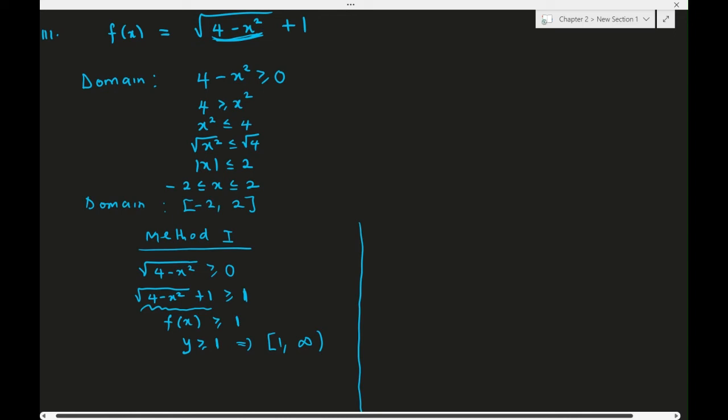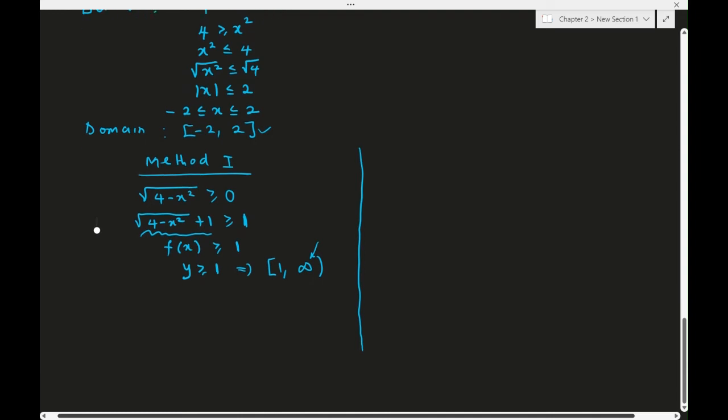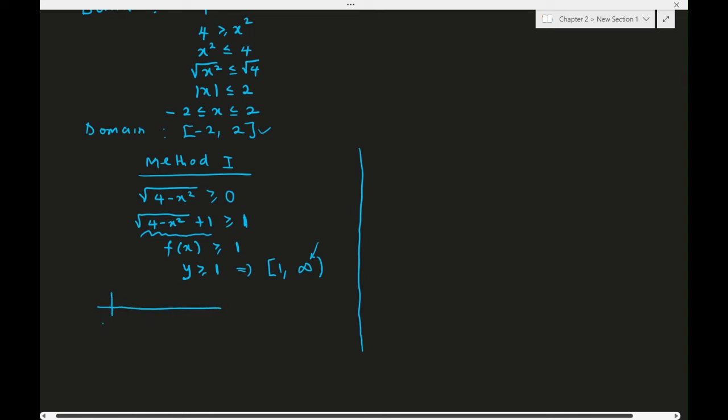Now, the question is, can we get to infinity? No, because the domain is restricted. So we need to find what will be the largest value now. Similarly to what we've been doing, this is minus 2, but in this case, both of them are closed to 2. What is our function? Again, let's remind ourselves, our function is the root of 4 minus x squared, plus 1. Is that okay?